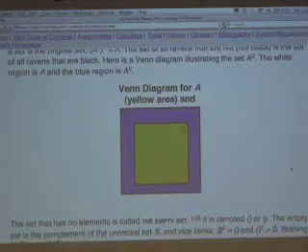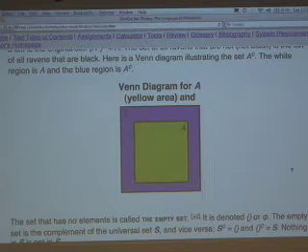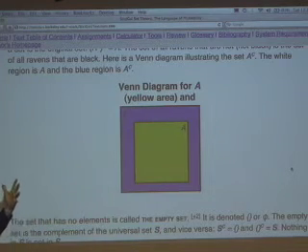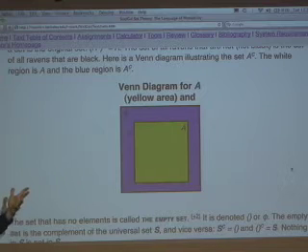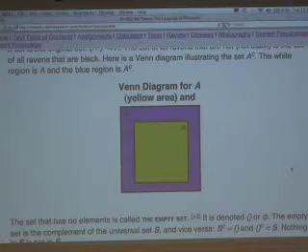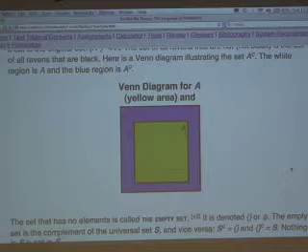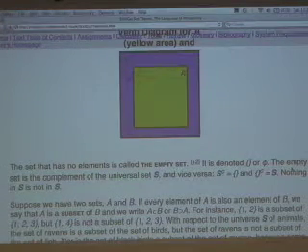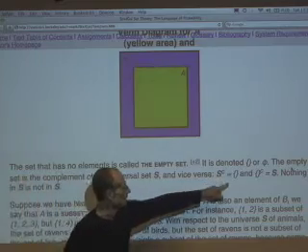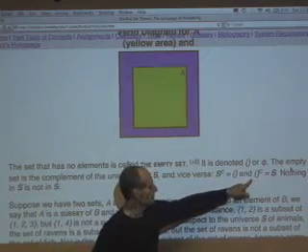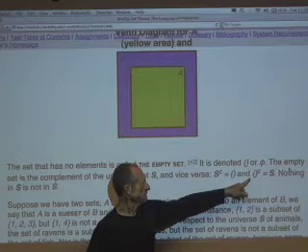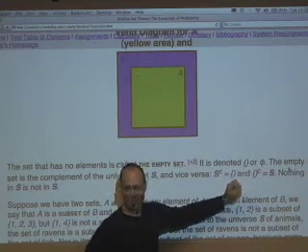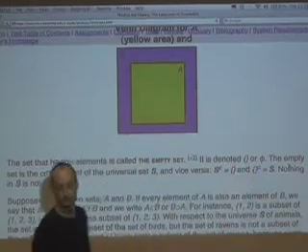The empty set is the complement of the universal set. What are all those things that are not in S? Well, there isn't anything that isn't in S, because that's everything that's under consideration. So what isn't in S is empty. It has no elements. So we'd write that S complement is the empty set. The complement of the empty set is S. Right. What's the complement of nothing? Everything.